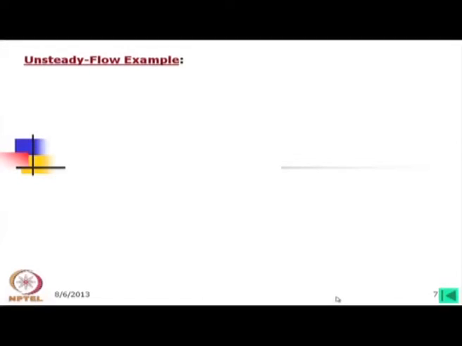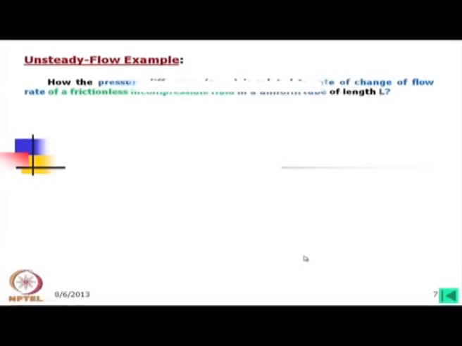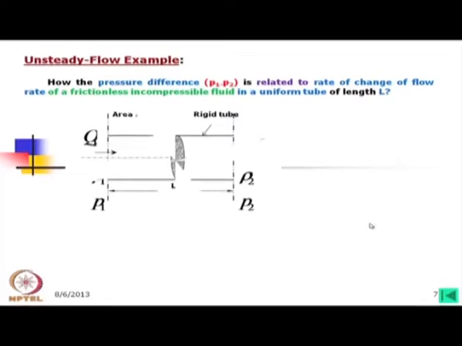Now, unsteady flow example. How the pressure difference P 1 minus P 2 is related to rate of change of flow rate of a frictionless incompressible fluid in a uniform tube of length L. We have considered a tube, circular tube, and we have taken a segment of length L. This is of uniform cross sectional area A, and the tube is also rigid.